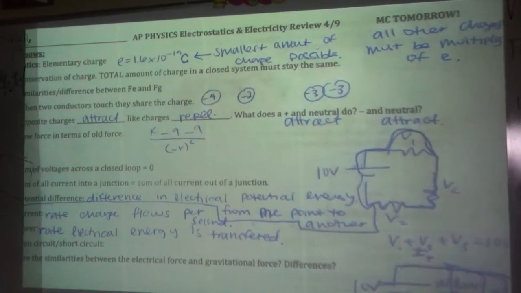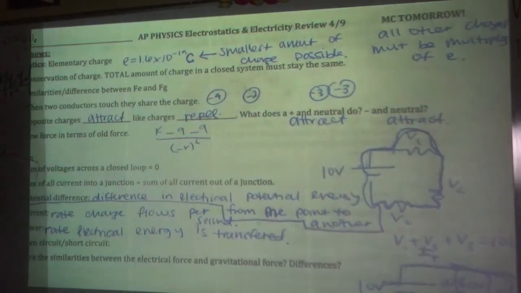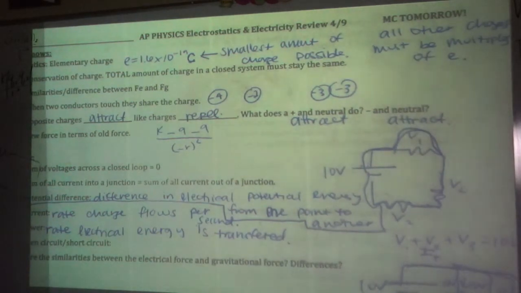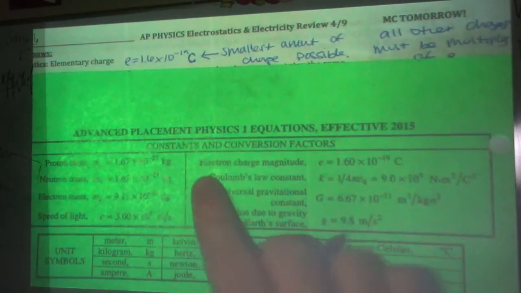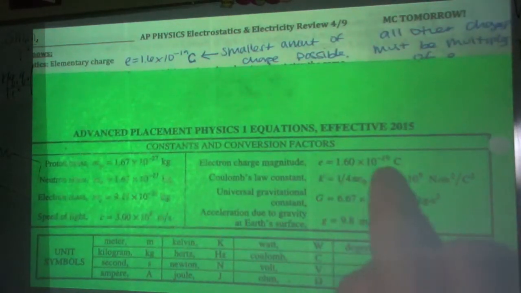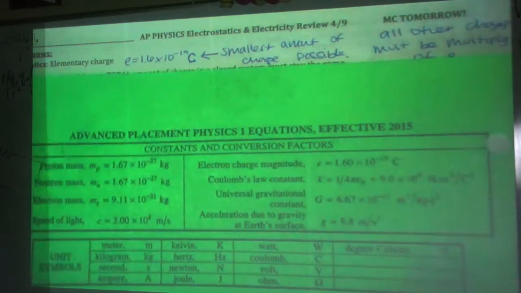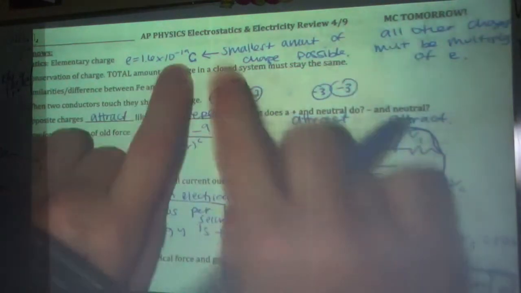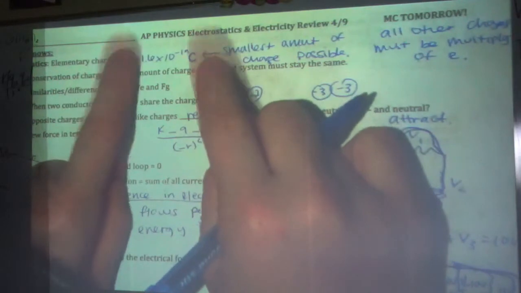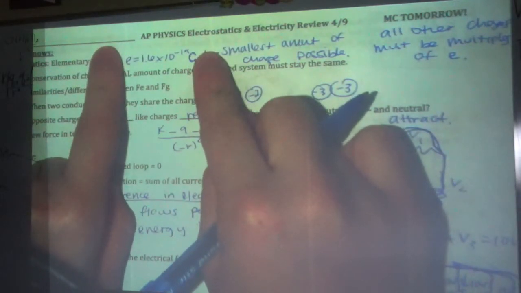So first for electrostatics, we need to know our elementary charge. The elementary charge is given on the back part of your equation sheets with the constants. It's the charge of an electron, e, 1.6 times 10 to the negative 19th. Because you can only break down a molecule into electrons, that is the smallest amount of charge possible. You cannot have any charge smaller than this.